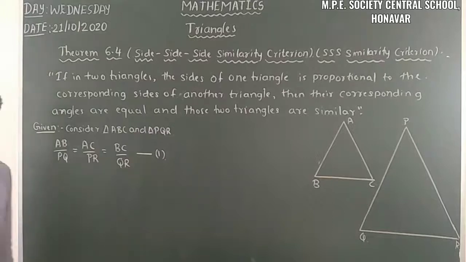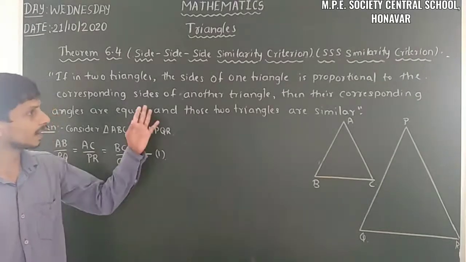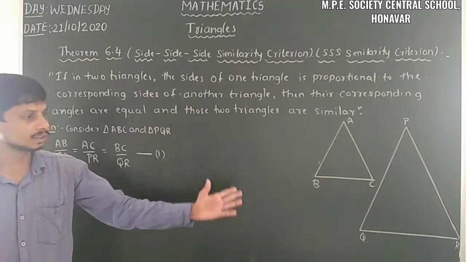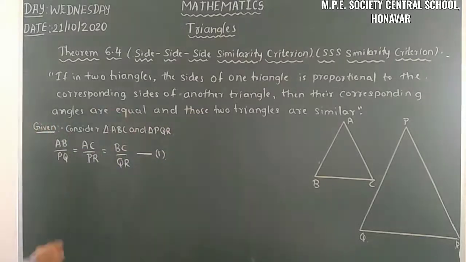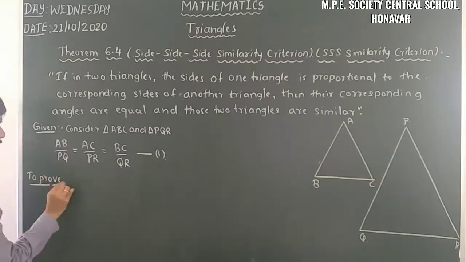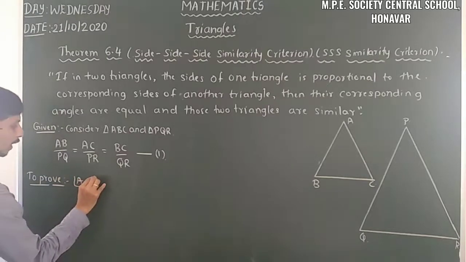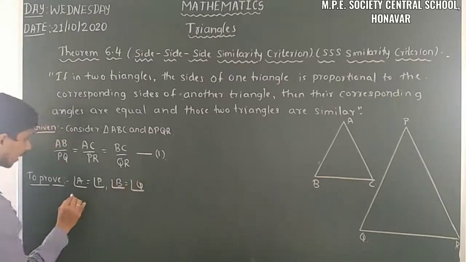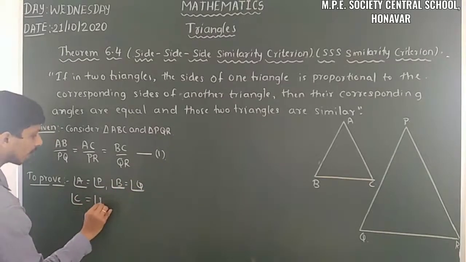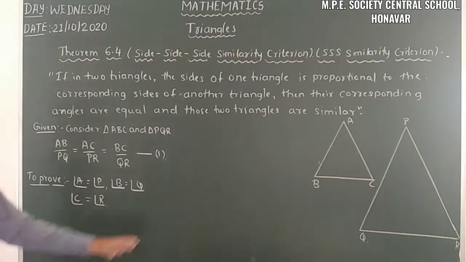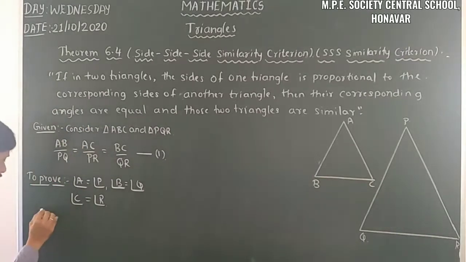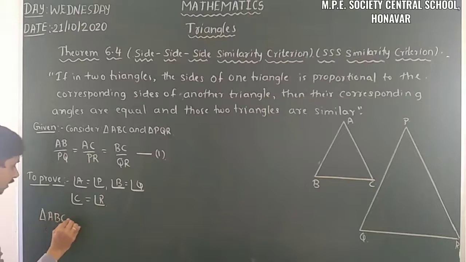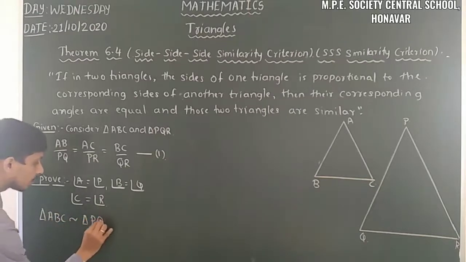Then what do we have to prove here? We have to prove angle A is equal to angle P, angle B is equal to angle Q, and angle C is equal to angle R. Also we have to prove triangle ABC is similar to triangle PQR.